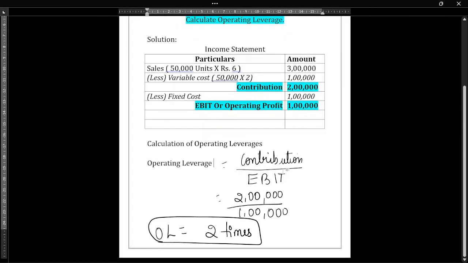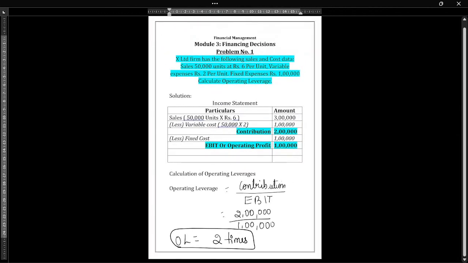So I am displaying the complete answer. If you want, you can take the screenshot of the answer and you can practice. If you get any doubt while practicing, please put your queries in the comment box so that I can respond to your queries as soon as possible.